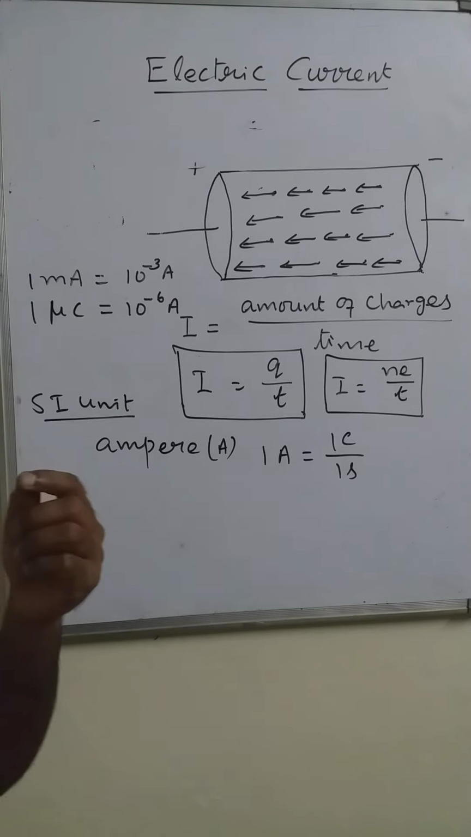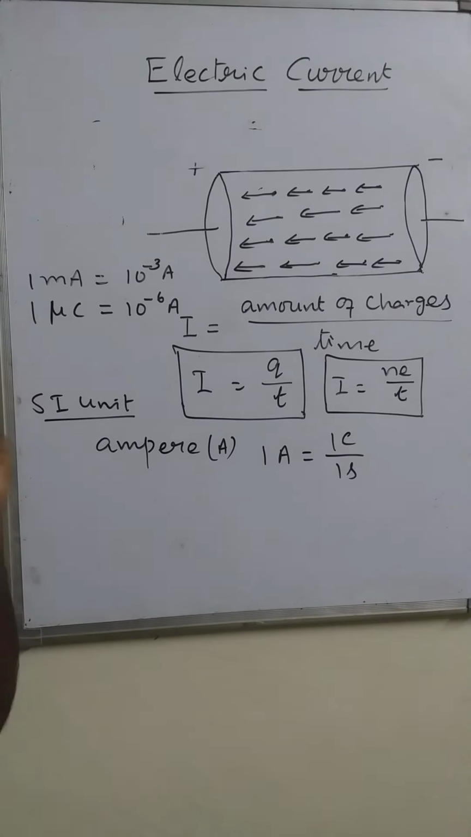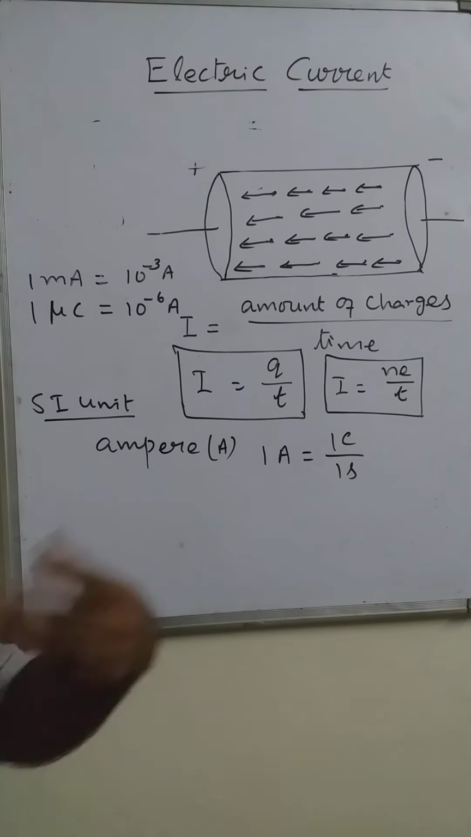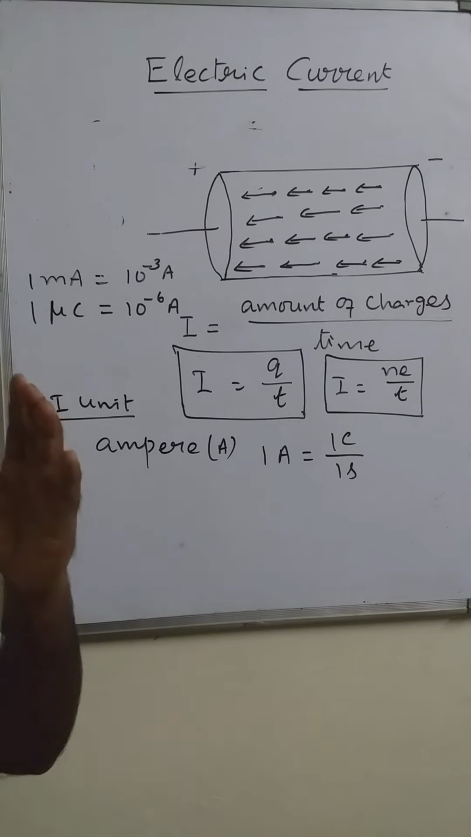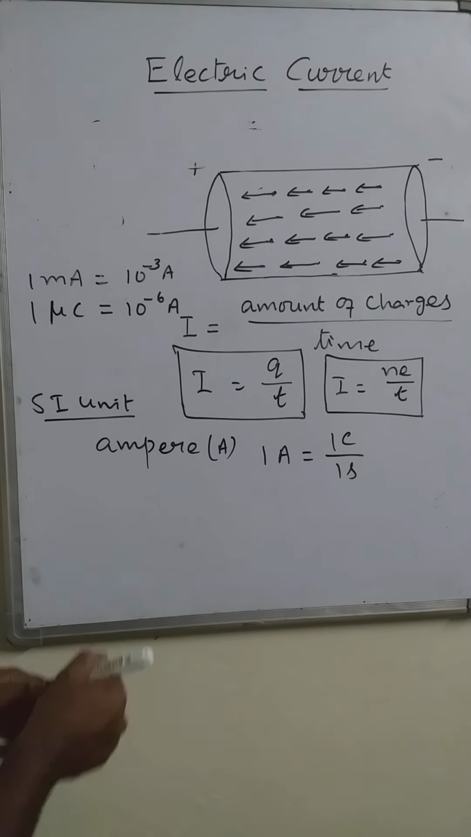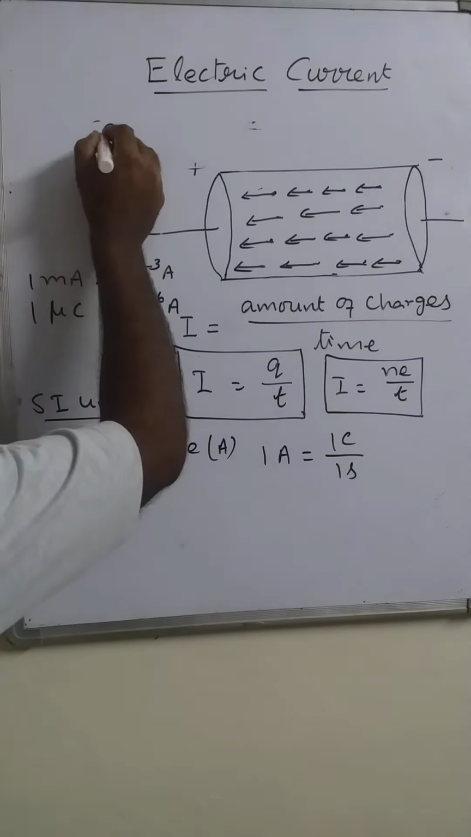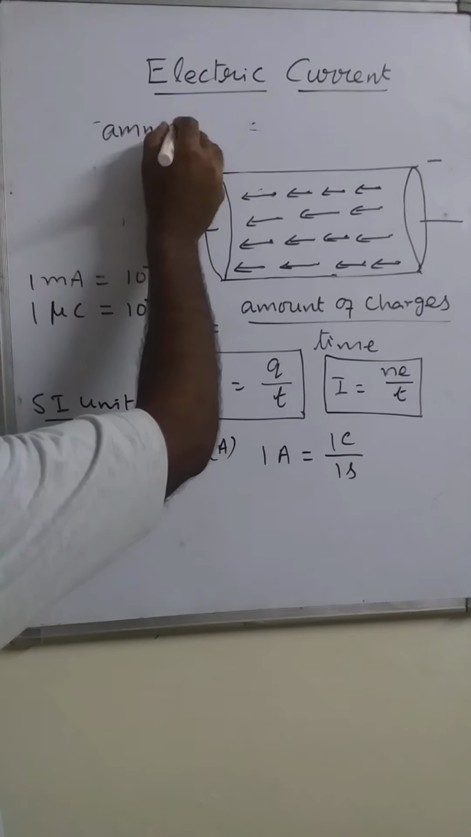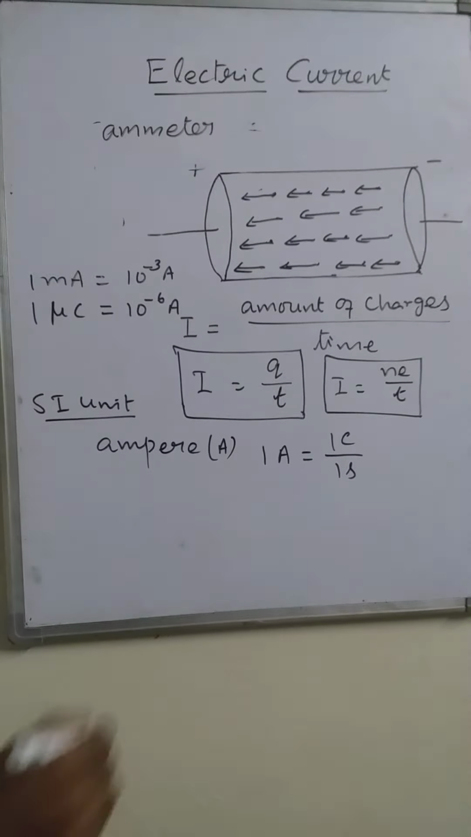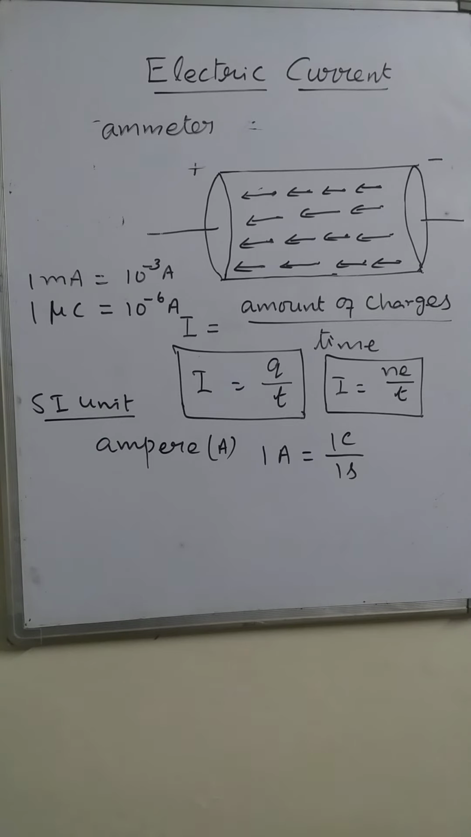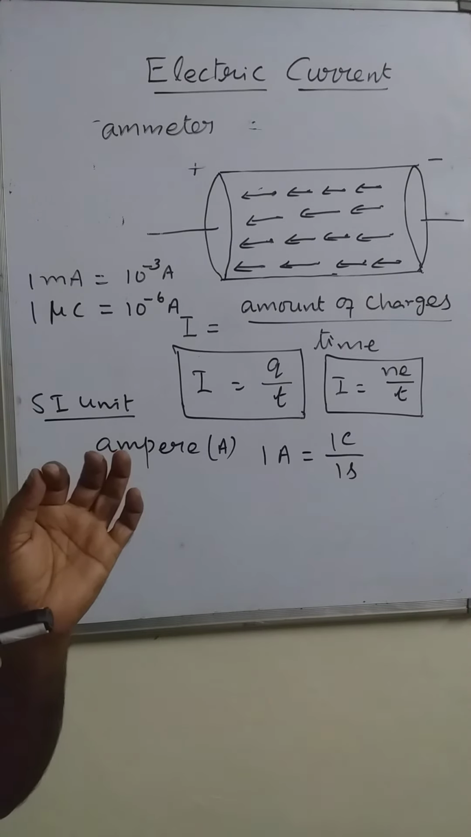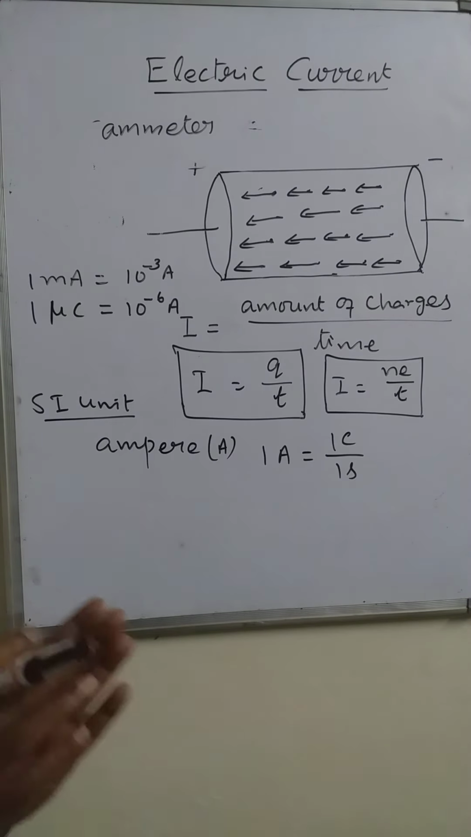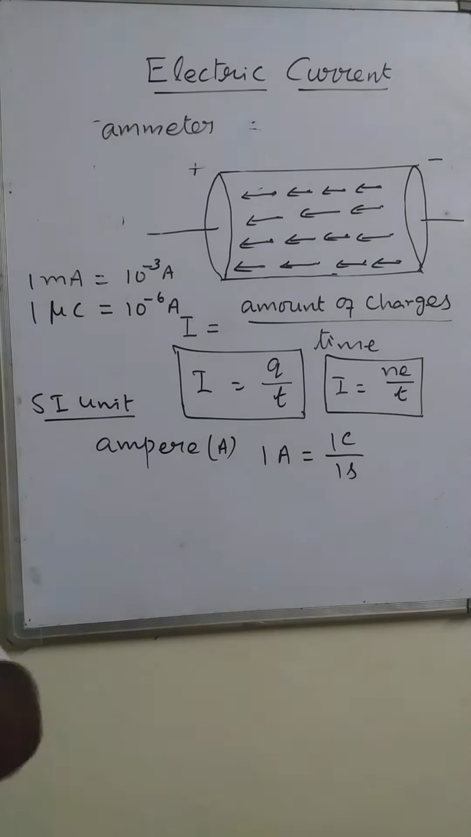Electric current is drawn from a cell. Electric current flows through this conductor or anywhere. The electric current is measured by using the device, that is ammeter. It is the device used to measure the amount of electric current that flows through a conductor or through any circuit, because in the next topic we are going to discuss the circuit also.